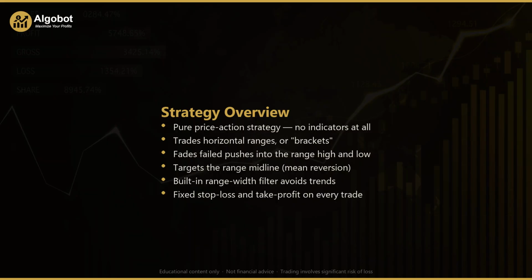This kind of approach is best suited to ranging, sideways markets, which is why it tends to fit foreign exchange pairs and metals on the 15-minute through 1-hour time frames. To keep itself out of trouble, the EA includes a range width filter. It skips ranges that are too tight to clear the spread, and it skips abnormally wide ranges that usually signal a trend rather than a clean bracket. Remember, this is an educational breakdown of how the logic works. It is not a promise of any particular outcome.